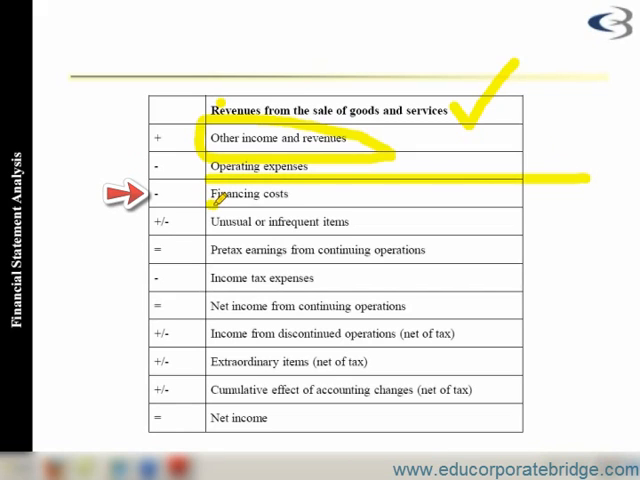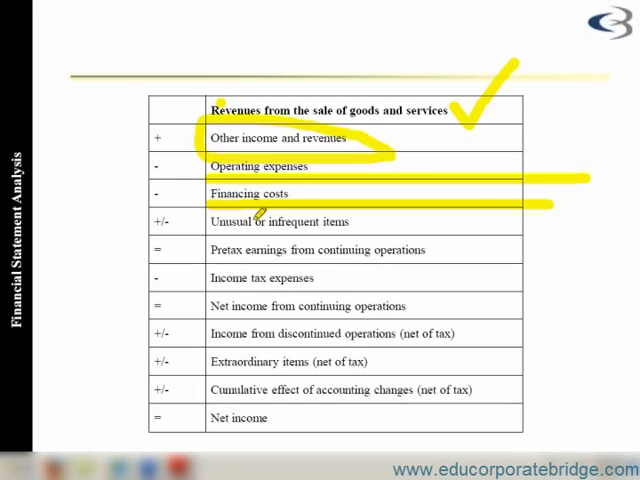I'll subtract my financing cost as well. If I'm running a business, there would be some loan which I've taken from the market, and on that loan I'm supposed to pay some interest as well. So the interest on the loan is known as financing charges or financing cost.